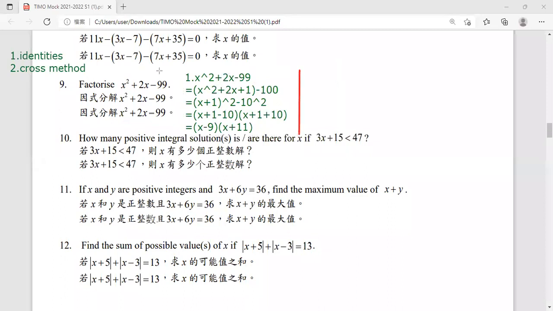Now, if you use cross method, then you will find that x squared plus 2x minus 99 is supposed to equal a product of x plus a and x plus b. Okay, this is method 2. This is method 2.